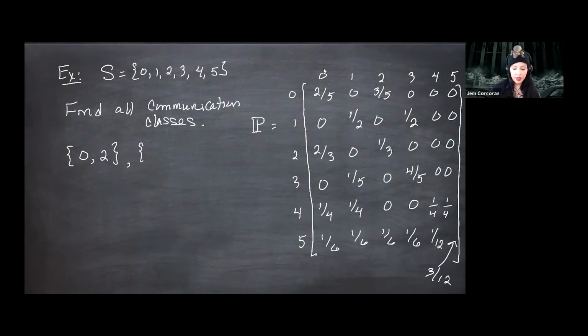Let's look at the next state that we haven't classified yet, state 1. This is a pretty easy to read matrix. If you look closely, you'll see that state 1 can only go to 1 and 3, and 3 can only go to 1 and 3. So there's another 2 by 2 thing. 1 communicates with 3 and we don't go anywhere else.